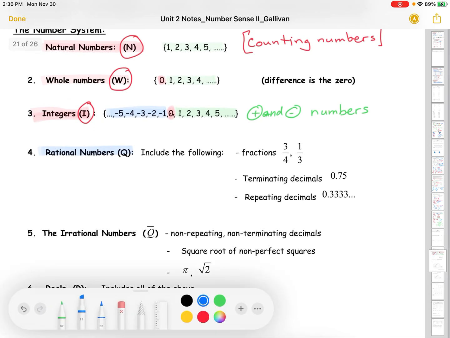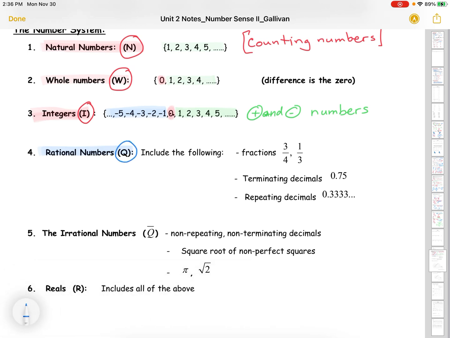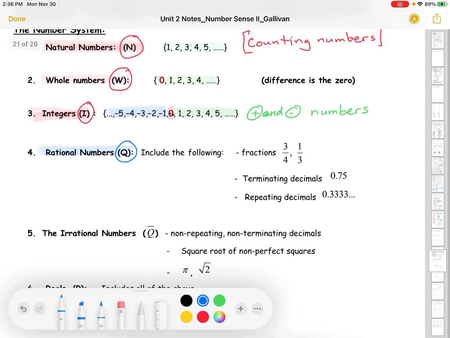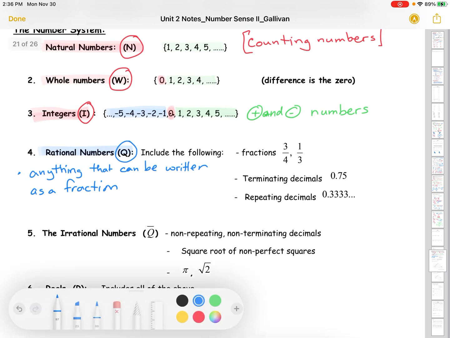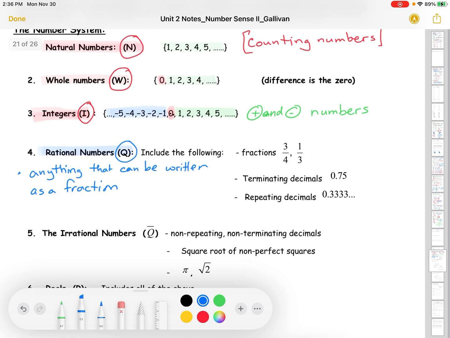When we start to get to part numbers, then we start talking about rational numbers. And we would think, oh, wouldn't it be an R? But no, it is a Q because we have an R later on, okay? Now, rational numbers, basically, it's anything that can be written as a fraction. Okay? These include fractions, obviously, because you can write those as a fraction.